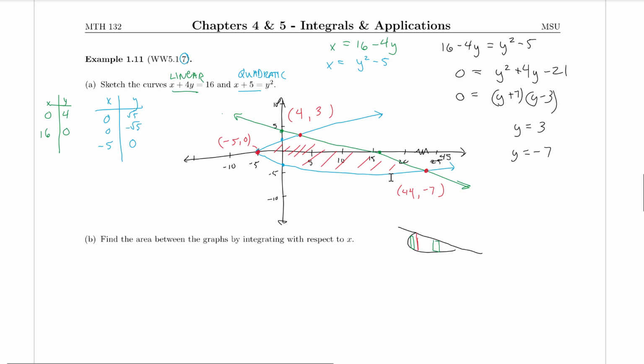All right, so let's try to work that out in our integral. What we're going to do right here is take the integral from negative 5 to positive 4 dx plus the integral from 4 to 44 of our functions in terms of x. So now let's try to figure out what those functions are supposed to be.